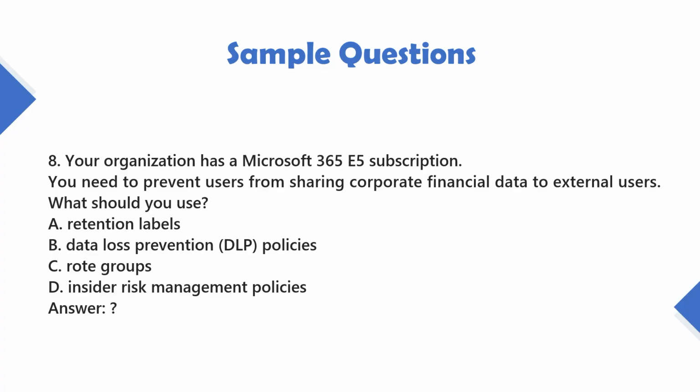8. Your organization has a Microsoft 365 E5 subscription. You need to prevent users from sharing corporate financial data to external users. What should you use? A. Retention labels. B. Data loss prevention, DLP, policies. C. Role groups. D. Insider risk management policies.